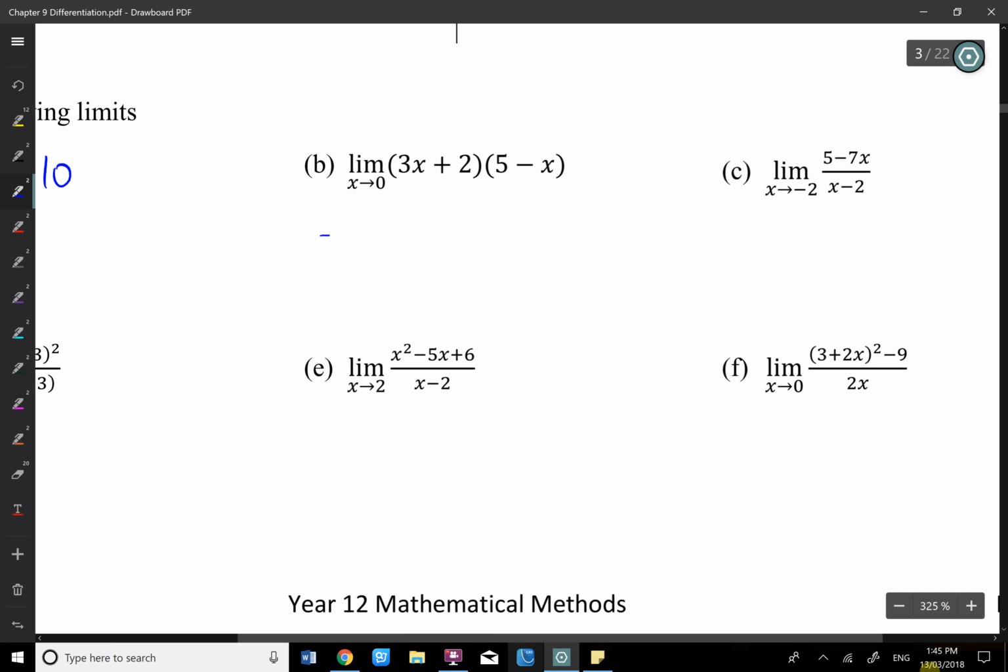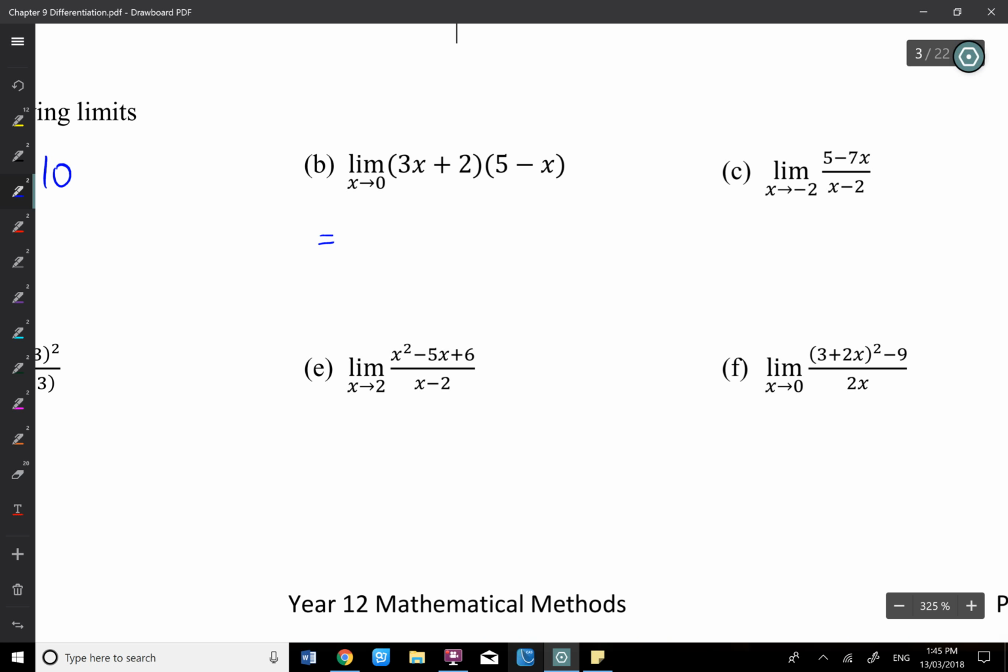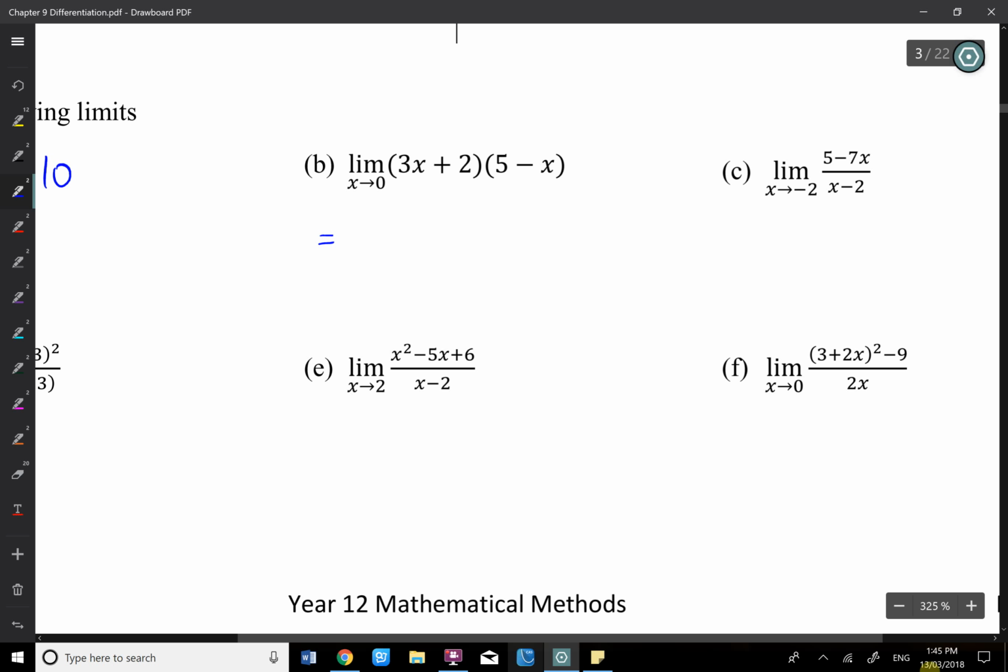So this one we can. When we sub x equals 0, we get rid of the lim. So we sub that in, that's 2 times 5, that just gives me a 10. Just sub x equals 0, and we have that value, 10.